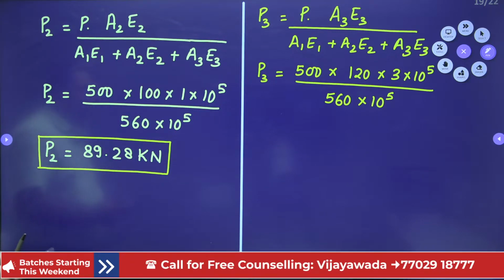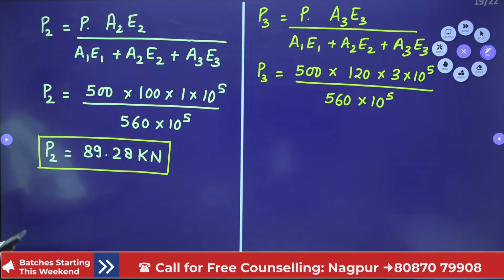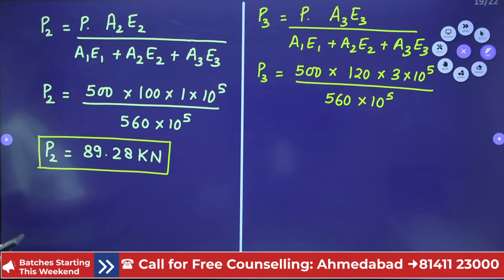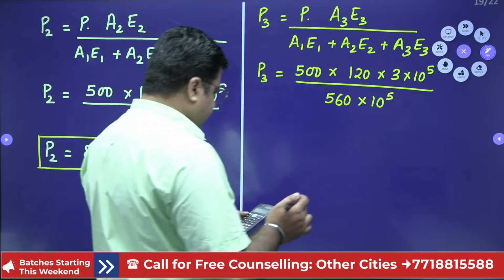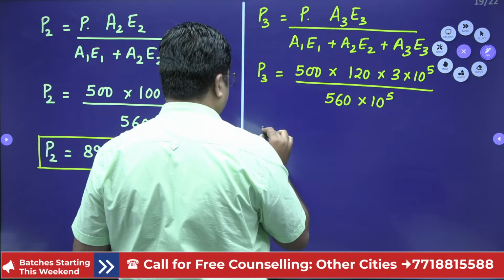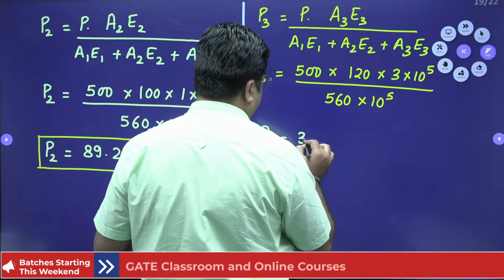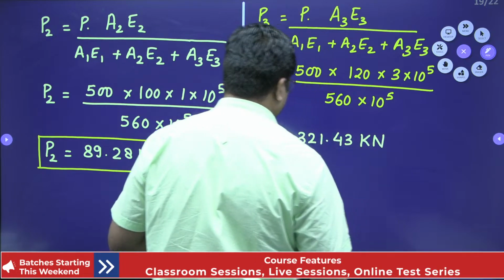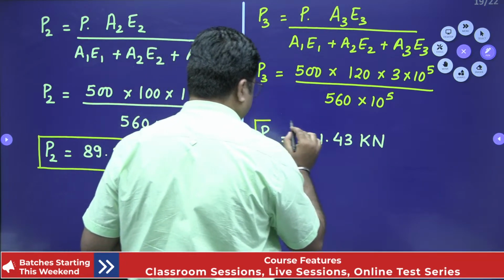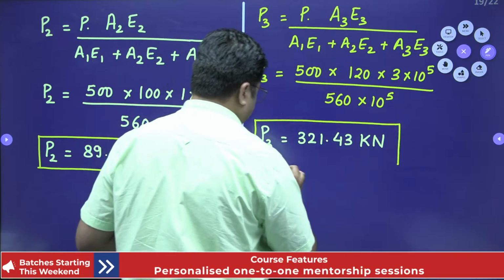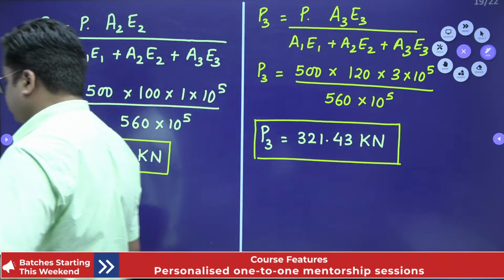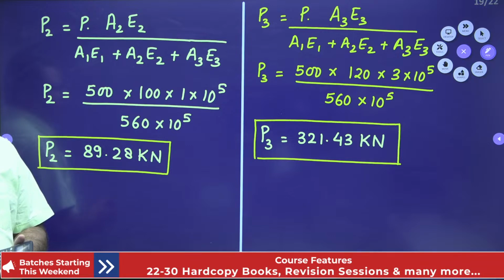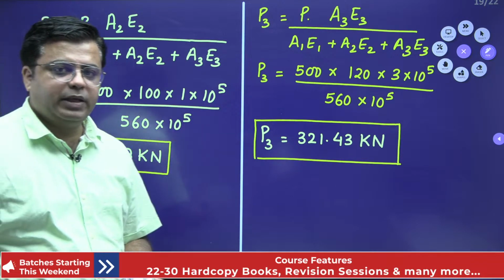Right, so just do the calculation and get the value of P3. So P3 is 500 into 120 into 3 divided by 560. This comes out to be 321.43 kilonewton. So we have all the values of P1, P2 and P3, right?